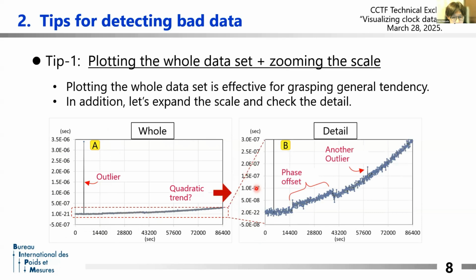By expanding the scale, like in plot B, the quadratic trend becomes more apparent. In addition, we can find a small outlier and a phase offset that were not visible in plot A.